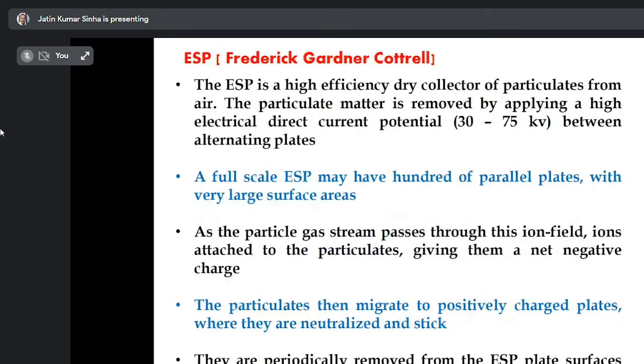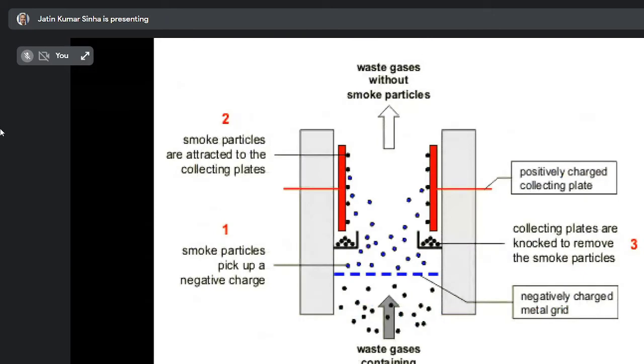Next is the electrostatic precipitator. The electrostatic precipitator works on this principle. If you see the schematic, you have two electrodes, the blue ones and the red ones. The blue ones are negatively charged. When the waste gases containing smoke particles pass through this, they are being charged, negatively charged. Then the red electrodes that are biased at positive potential will attract all these negatively charged particles towards them.